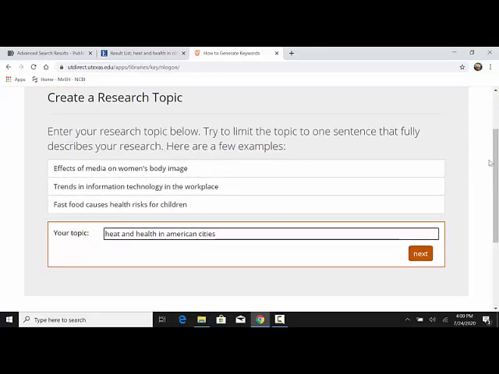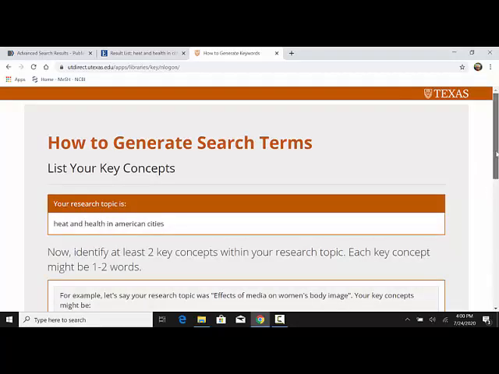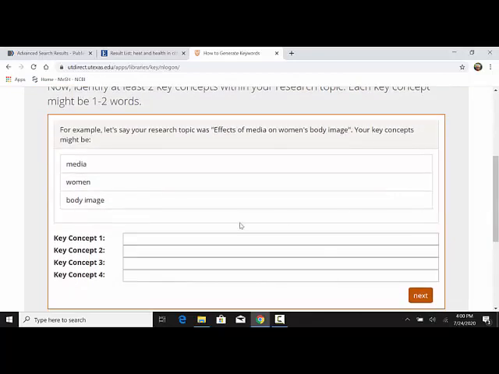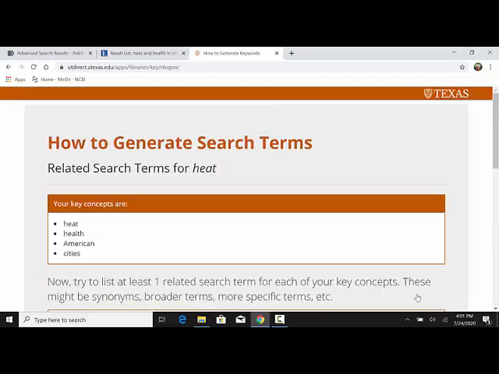So I'm going to take my topic, heat and health in American cities, and when I hit next, I need to break that down into at least 2 subtopics or key concepts. Well, I've got the concept of heat, and I've got health, and I've got American, and I could either say American cities or I could separate American and cities. I don't have to have 4 subtopics, it's just room in case you need it.